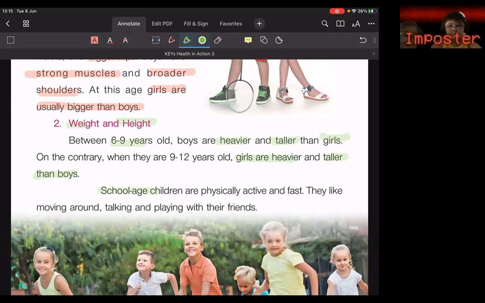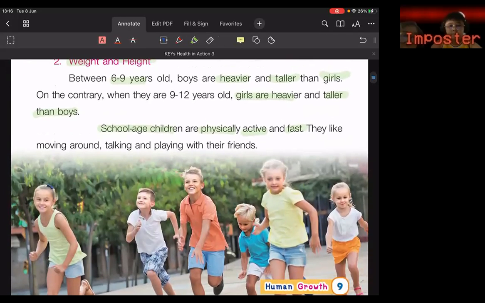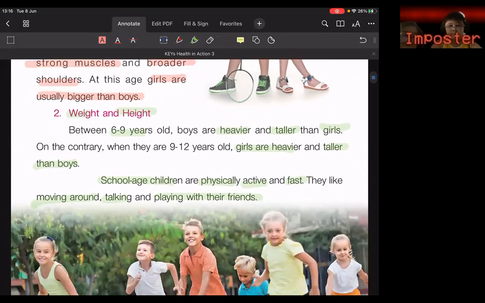School-age children are physically active and fast. This means, as you can see in this picture, they are running, okay? There's a lot of energy inside a young person's body. They like to move around like you do in class, talking and playing with their friends. So your life is very active. You're moving all the time. So that suggests that we should be eating and drinking a lot, which comes in the next part. Okay, you can translate that.